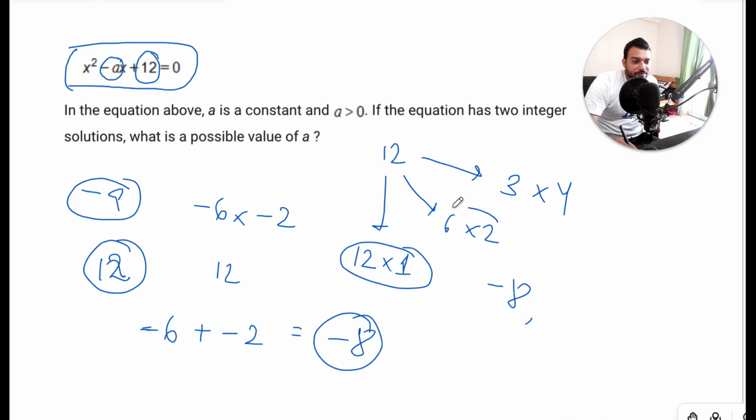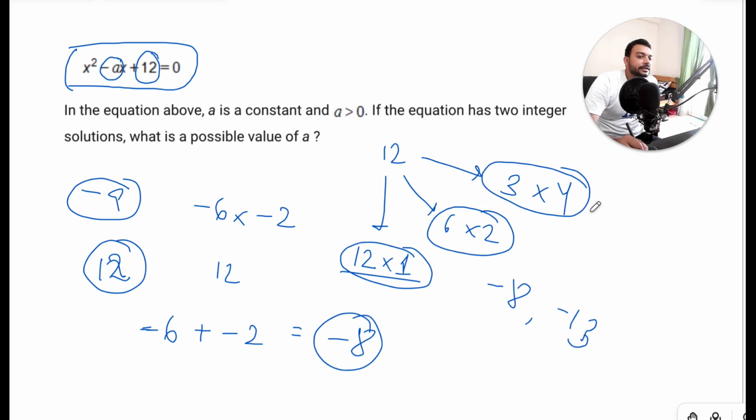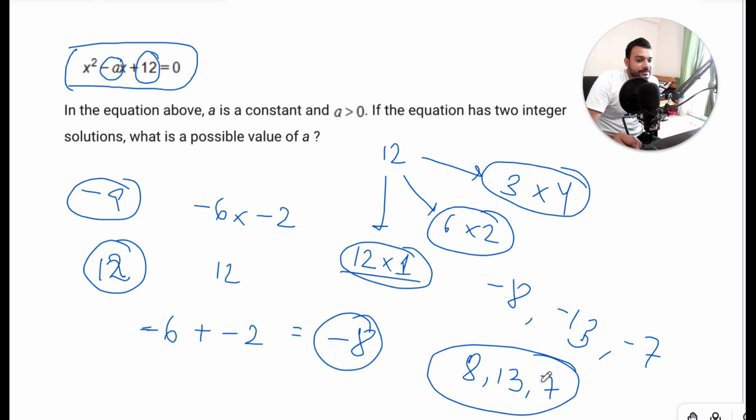So possible values of a: negative 8 is coming from negative 6 and negative 2. Negative 13 is coming from negative 12 and negative 1, which when multiplied will give 12. Now negative 3 and negative 4, when multiplied they'll give a positive 12 as required, and when added they'll give negative 7. So the possible values of a are 8, 13 and 7. These are the possible positive values of a which are greater than 0. All three answers are correct.